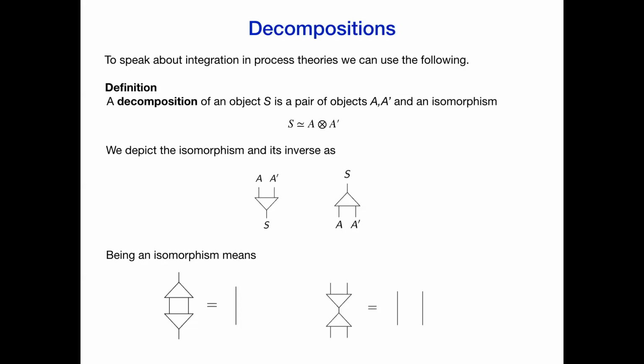The fact that it's an isomorphism, I didn't define that, but it just means that you'd have these diagrams at the bottom. You plug the triangles together and it leaves your system alone. That's what we mean by this blank wire at the bottom. Or you plug them the other way and that would leave A and A dash alone. So it means that we can just view S as being this pair of objects.